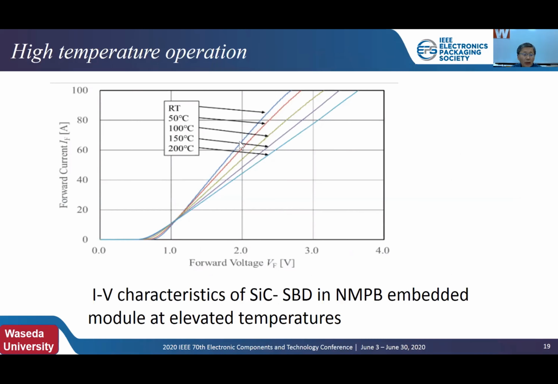This figure shows an example of the high temperature operation test. The IV curves of the SiC SBD of the embedded module were obtained at various elevated temperatures. The results show that there are no interconnection failures found. This indicates that the NMPB embedded module can be expected to be used up to 200 degrees C or more.